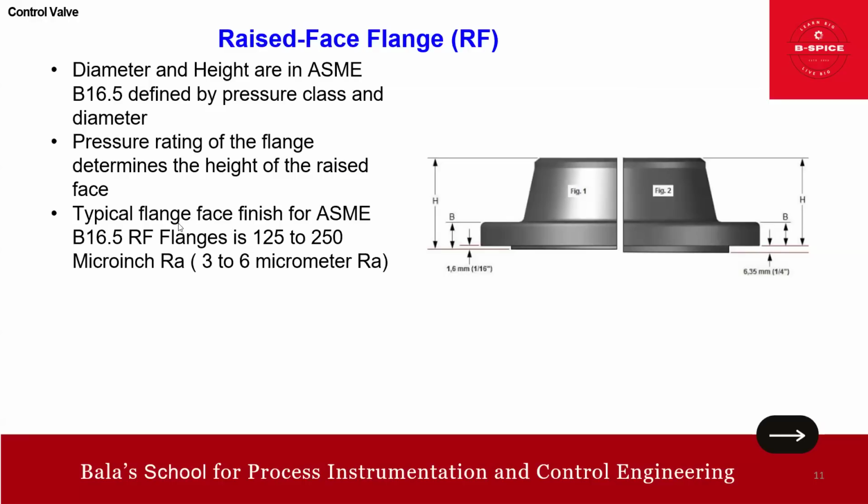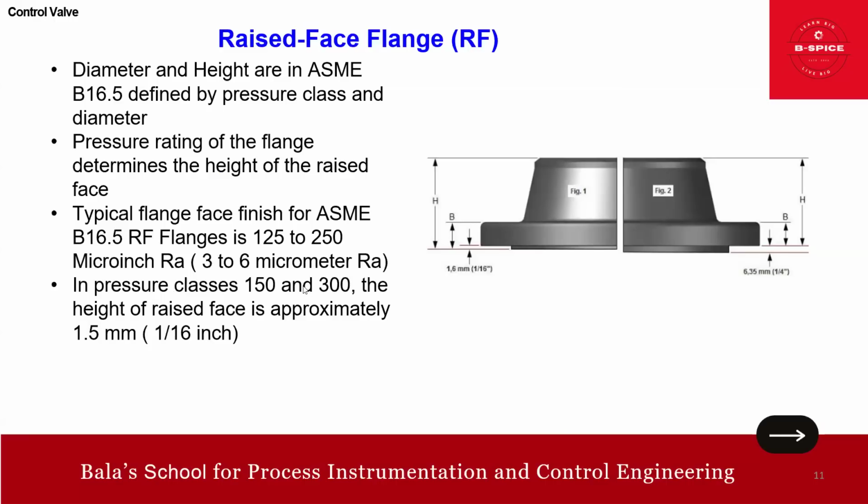The typical flange face finish for ASME B16.5 RF is from 125 to 250 micro inch roughness average, or 3 to 6 micrometer roughness average. This is what I was highlighting in the piping class. You remember? 125 to 250. Yes, that is the thing.